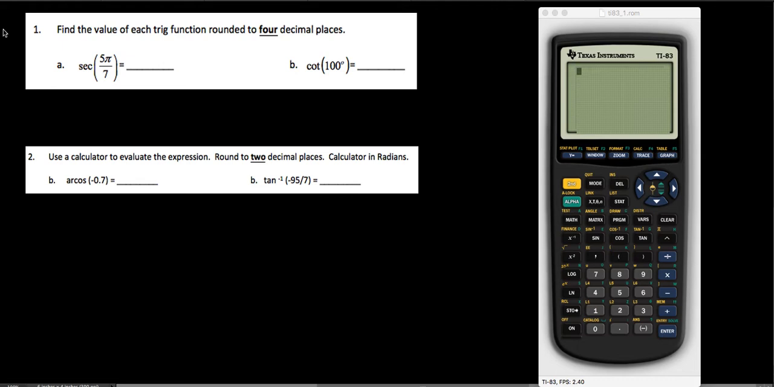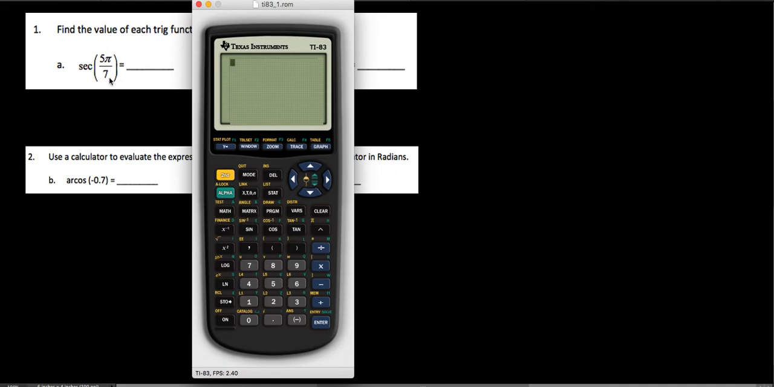So when you look at this 1a, it says go find the secant of 5 pi 7ths. The very first thing I notice is that this must be in radians mode. Our angle is in a radian measurement. So we'll head into our mode menu here, and I notice 3 rows down, the third row, I am already in radians. So I hit second mode, I quit. The other part of this is just secant.